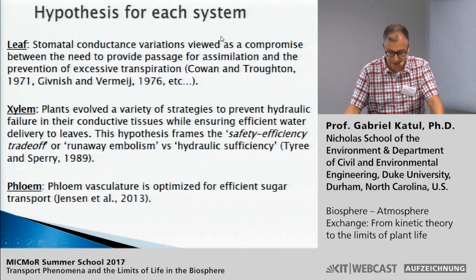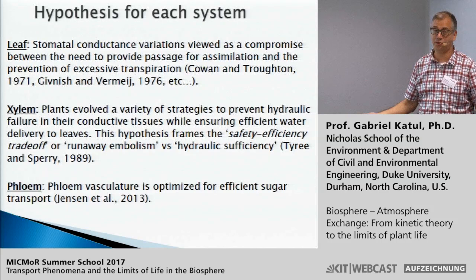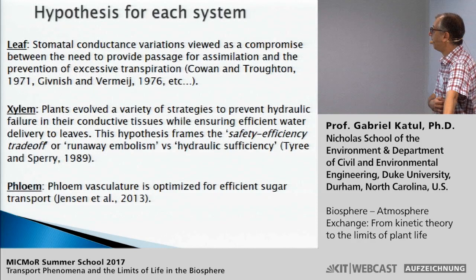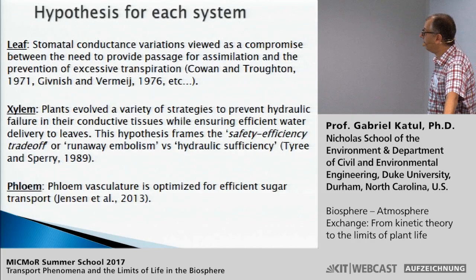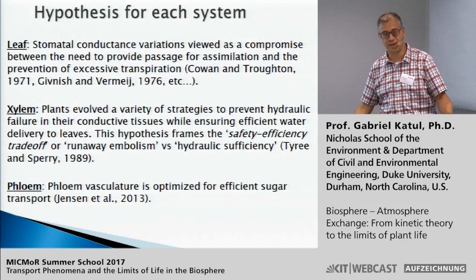Okay, so what we have now done is state the basic mechanisms that are responsible for moving water in the xylem, in the phloem, and in the leaf. And in each one of those compartments, there are, of course, parameters that need to be inferred so that you could use these concepts operationally. In the case of the leaf, one of the concepts put forth by Cowan and Troughton in a major paper in 1971 is that stomata may have evolved to maximize carbon gain while preventing excessive loss through transpiration, which means that the leaf is somehow operating as an engineered system.